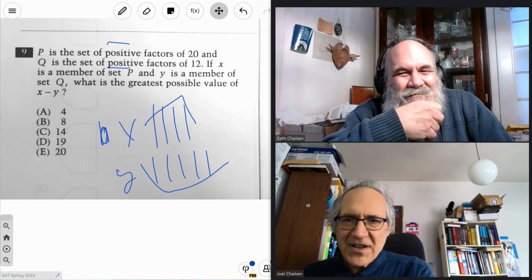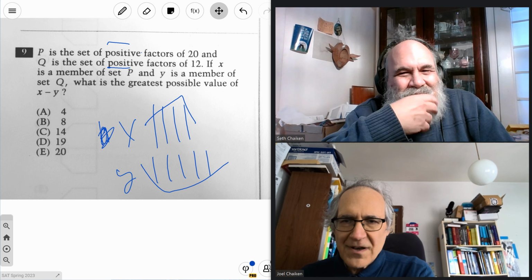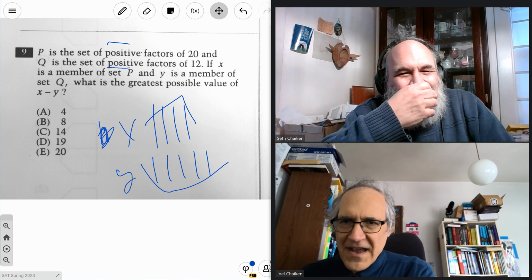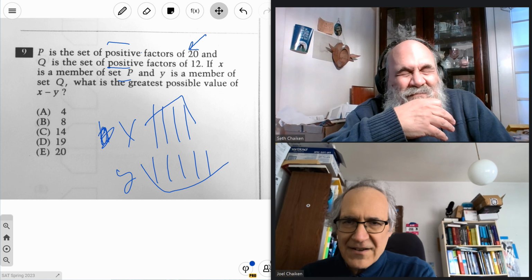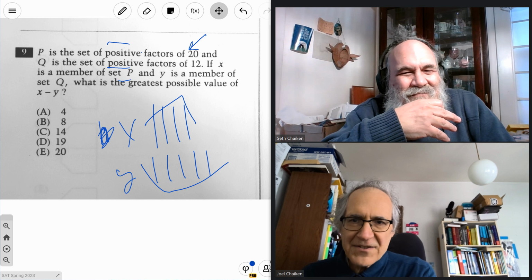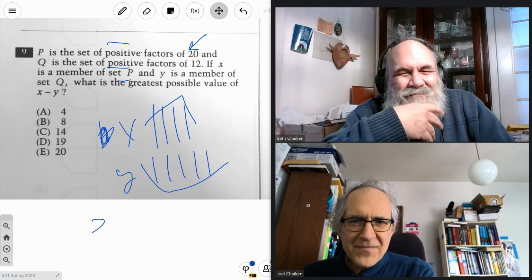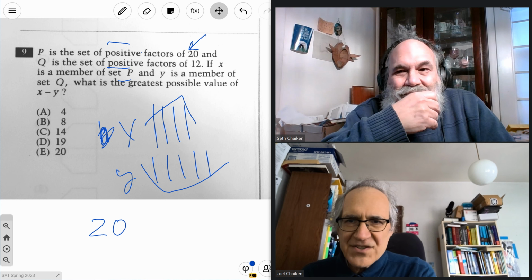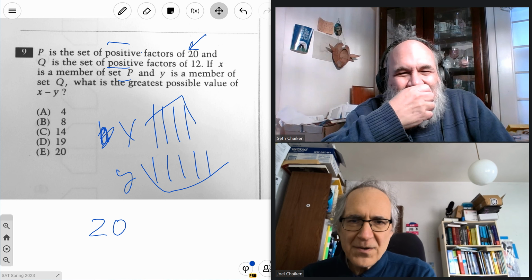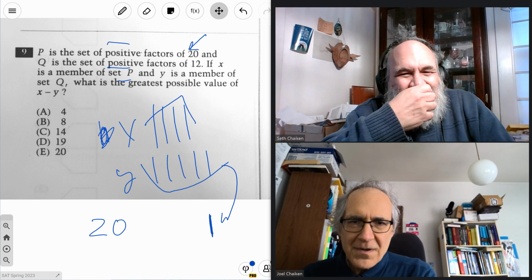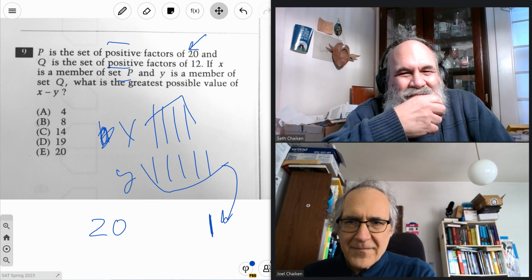So we're looking for the biggest value of X, and X is a member of P. So what's the biggest factor of 20? Isn't that 20? And what's the smallest positive factor of 12? Isn't that 1? So then it would be 19.